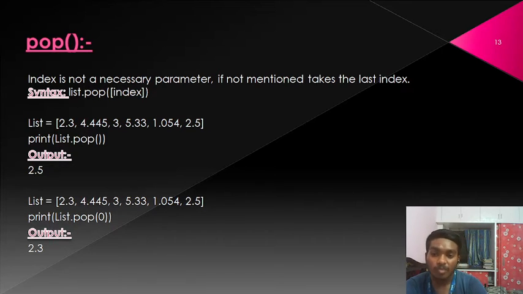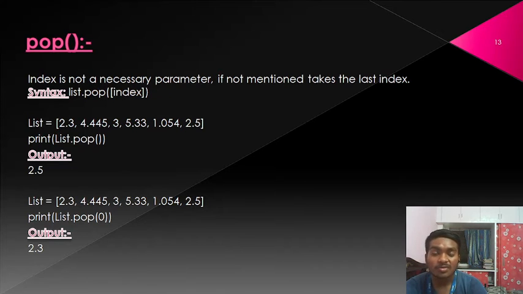List is equal to 2.3, 4.445, 5.33, 1.054, 2.5. Print list dot pop. In this example we did not specify any particular index, so it will remove the last element. We are not printing the list again. We are printing the pop method, which gives the element removed by pop, 2.5.